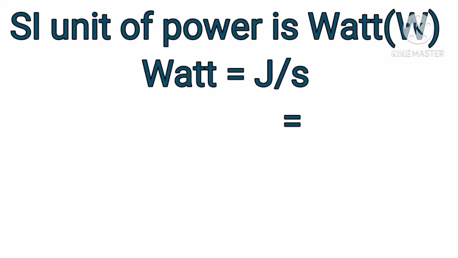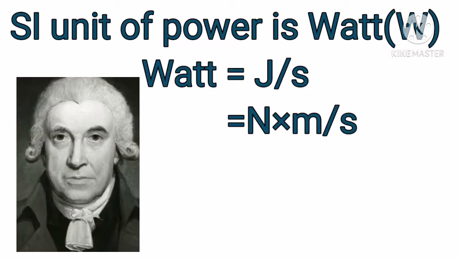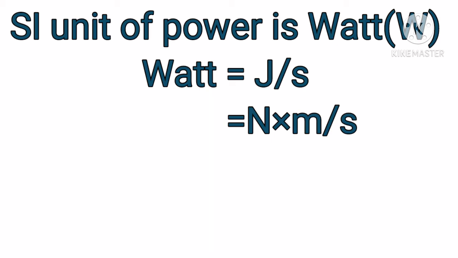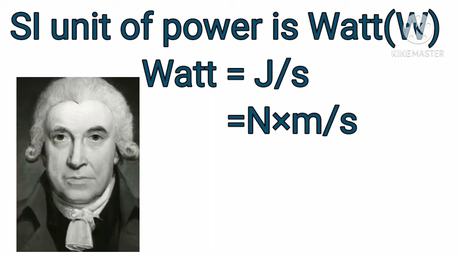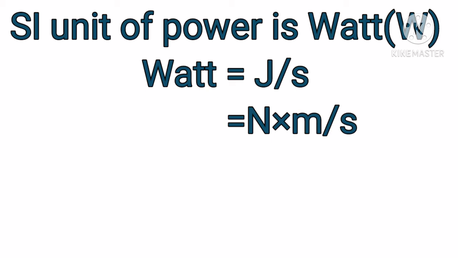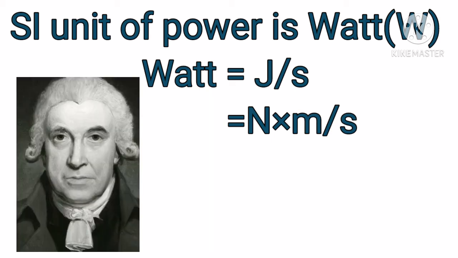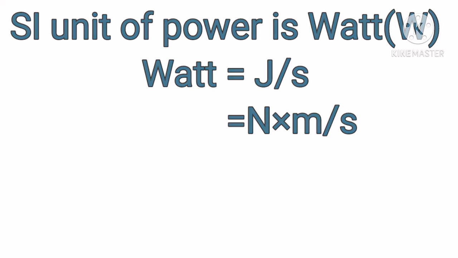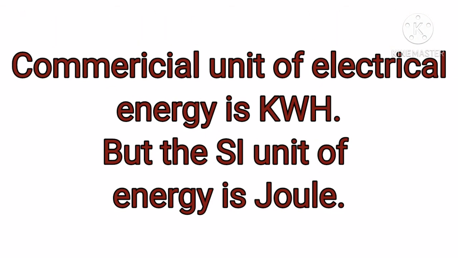The SI unit of power is watt, in honor of James Watt, a Scottish inventor, having the symbol W. Watt can also be represented by joules per second and even Newton into meter per second. Friends, do remember this: the commercial unit of electrical energy is kilowatt hour, but the SI unit of energy is joules.